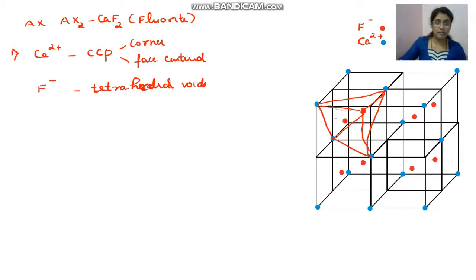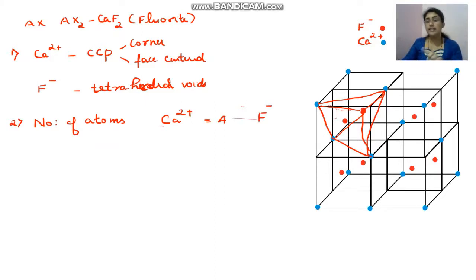Now the next step is to calculate the number of atoms per unit cell. For Ca2+ ions, we can see that it is in CCP form. Corners means 8 into 1 by 8. Face centers means 6 into 1 by 2. So in total, the value would be 4. And for F- ions, there are 1, 2, 3, 4, 5, 6, 7, 8 tetrahedral voids in total, so 8 atoms are present.